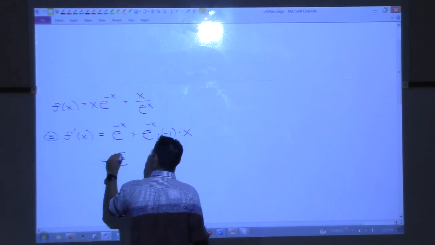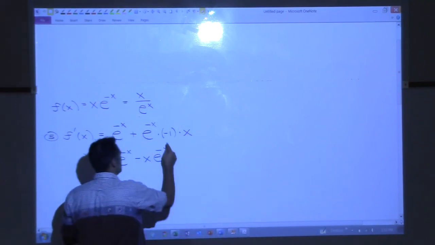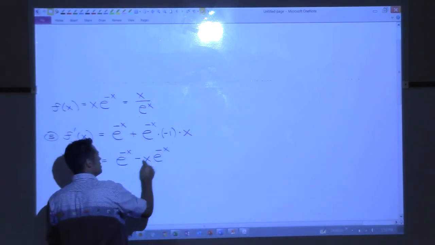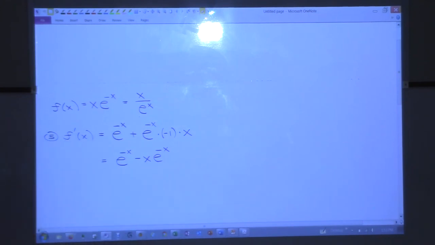Okay, so e to the negative x minus x e to the negative x. I'm just cleaning it up. I made this negative come out here to make that minus, and then brought the x out in front. And that's my first derivative. I need to figure out where it's 0.